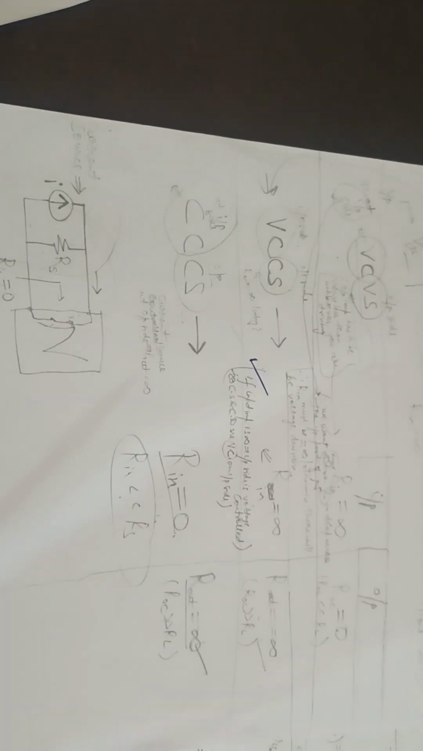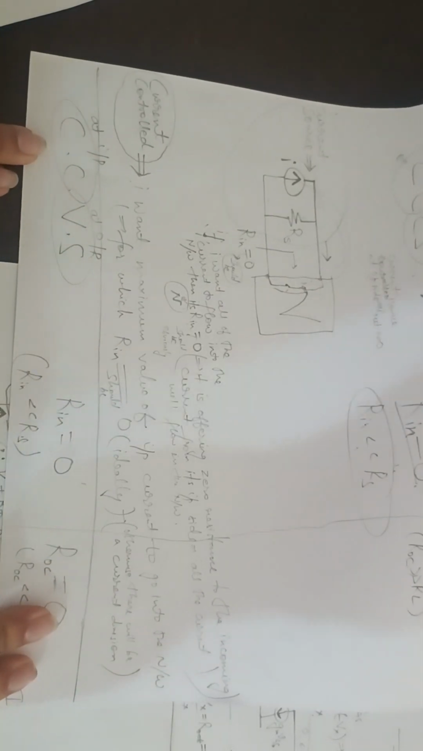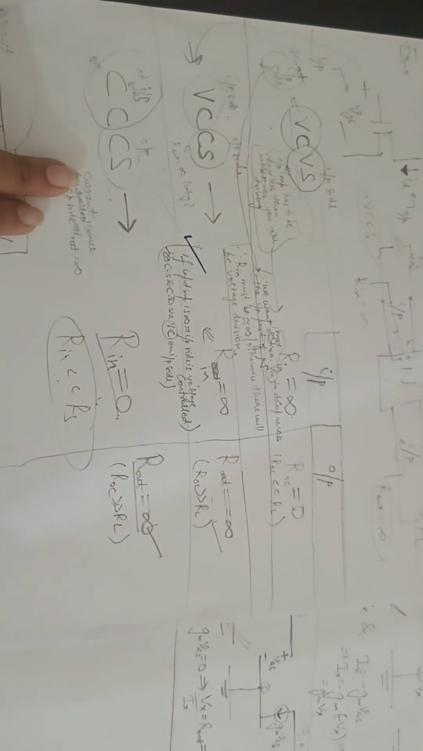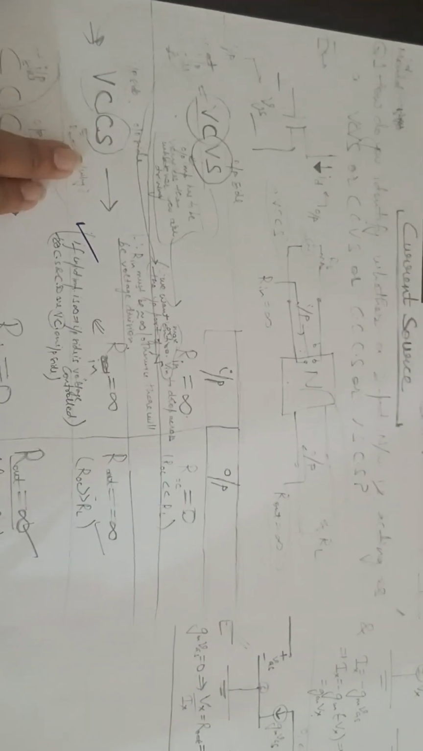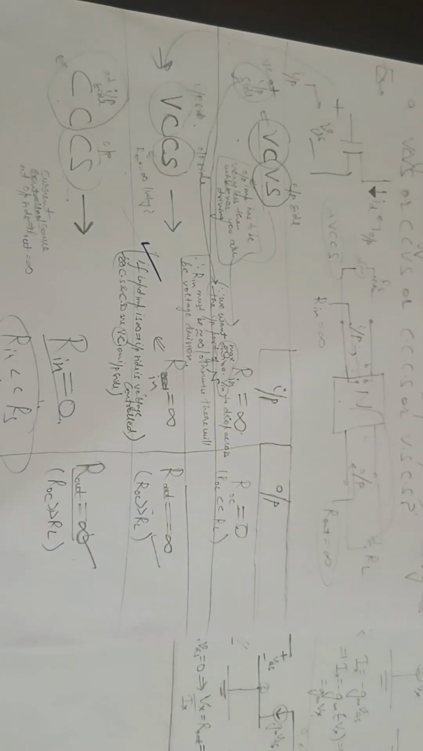I have taken this from the IIT Kanpur lecture on analog IC design. I think this is very important. So based on this table, by finding Rin and Rout, we can find out whether the circuit is behaving as a current controlled voltage source, current controlled current source, voltage controlled current source, or voltage controlled voltage source. Okay. So these were all the 4 questions.